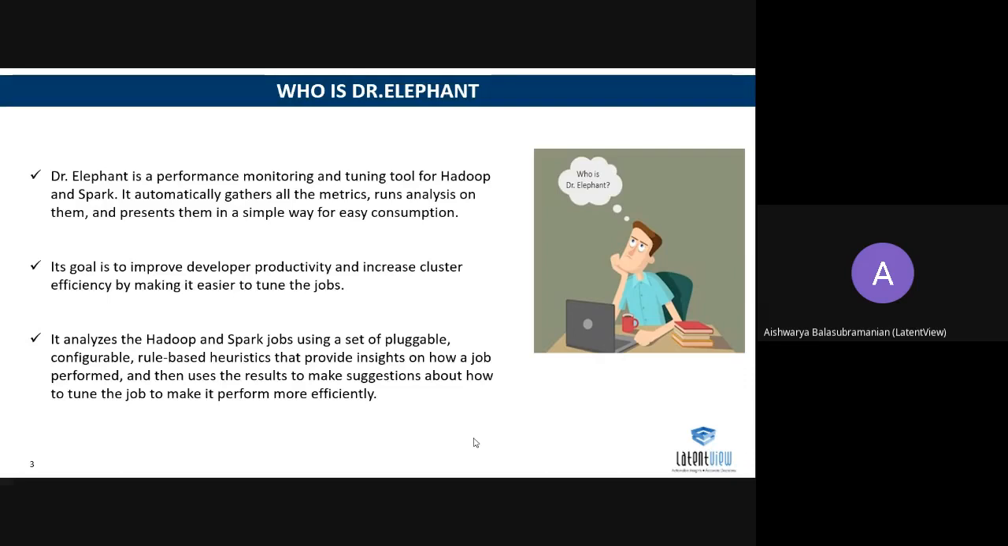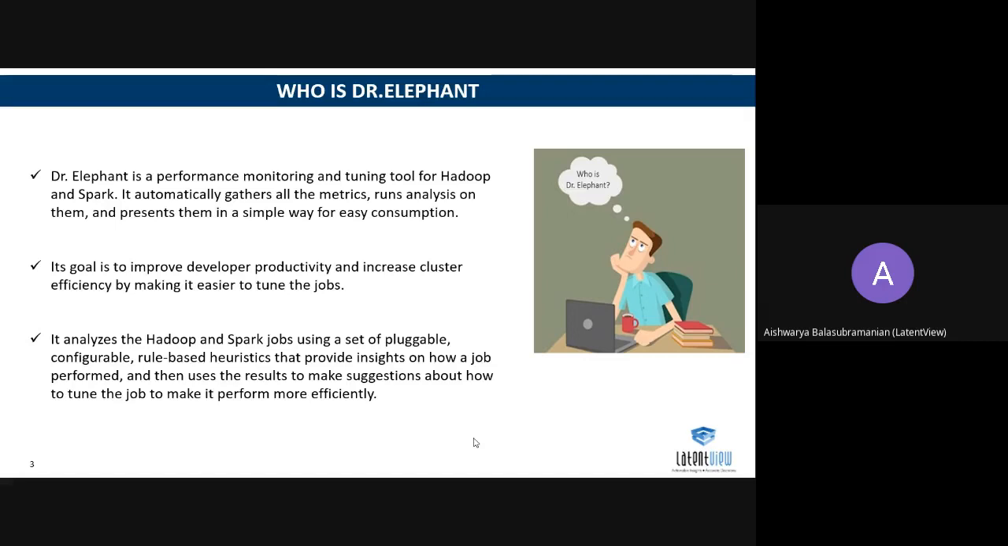It is easily configurable and pluggable, and it works with many schedulers like Azkaban, Airflow, as well as Oozie. Airflow, Oozie and the others were added at a later stage. So what does Dr. Elephant actually do? It will run a set of heuristics or rules on top of your job. It gathers the metrics, and at the end of the day, it gives you a set of parameters with which you have to run the job.